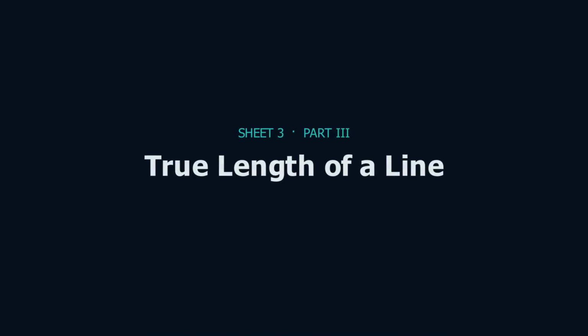In the last video, we found that when a line is inclined to both planes, neither view shows its true length. Both are foreshortened. So a natural question remains: how do we recover the real length? That is the whole subject of this video. We will learn two classic methods, rotation and the trapezoid method, and along the way read off the true inclinations of the line as well.